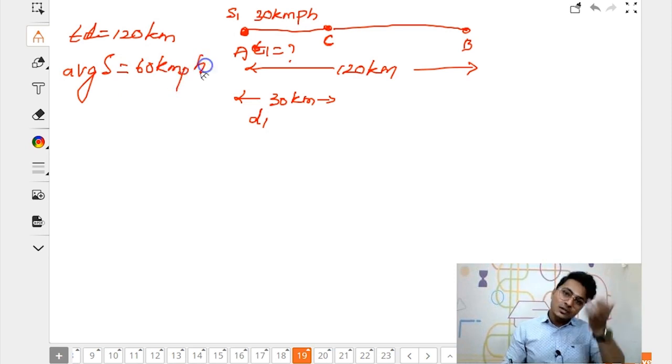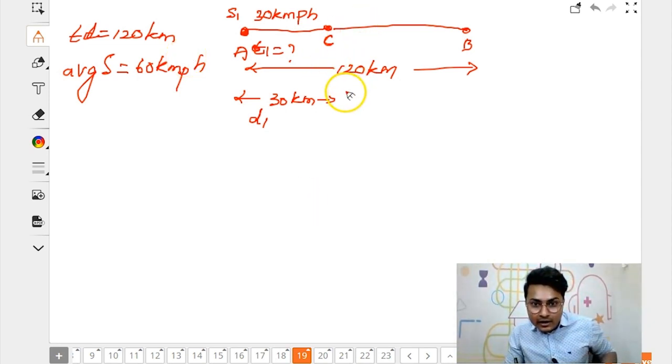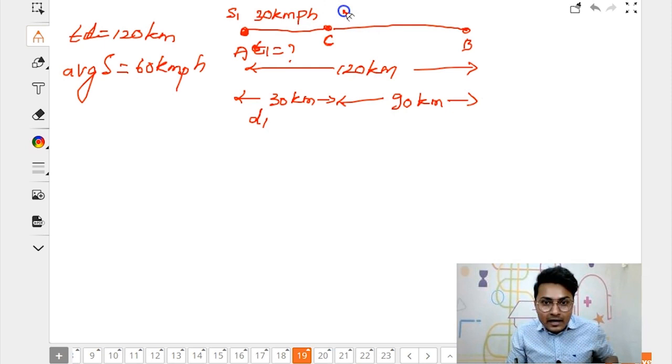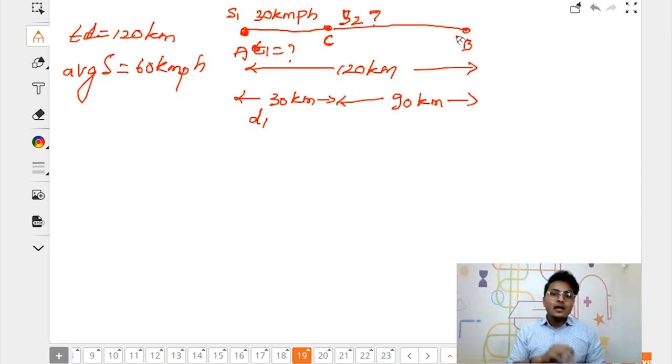मतलब इतना confidence कि हम कर ही नहीं पाएंगे. ठीक है? So average speed is given to us, 60 kmph. Now they are asking and they are also telling कि rest of the distance is 90 kilometers and you tell us कि what must be the speed that is S2 in this point C to point B for the train. That is what they are asking us. They have not given us the time also. So T2 also is unavailable to us.